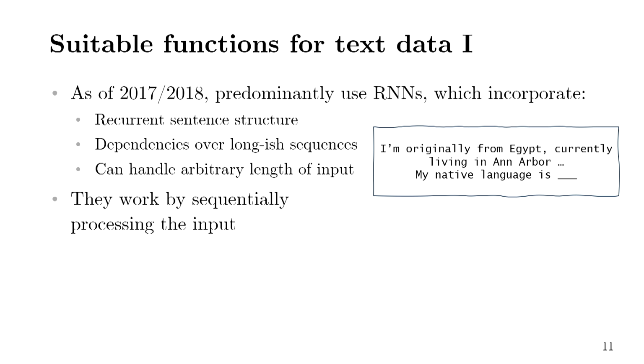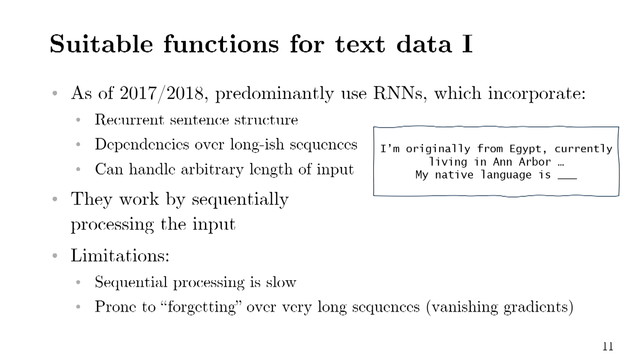These RNNs worked sequentially, by processing sequentially your input. So it reads the first word, it learns something about its input. It reads another word, it learns something about the input, and so forth. And because of that, it had some limitations. The first is that it was incredibly slow. And the second is that it actually was very prone to forgetting over very long sequences. I don't like anthropomorphizing neural networks, so by forgetting, the technical term here was vanishing gradients, but you can think of it as it was not able to recover previous information that it saw a while ago.